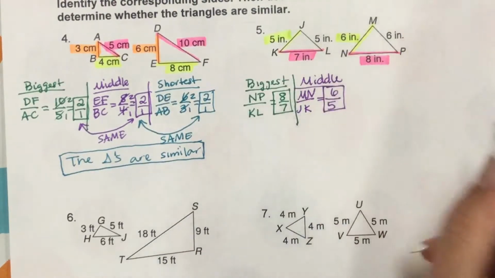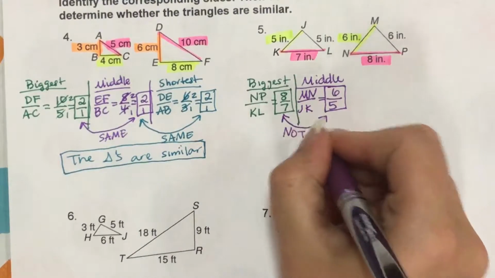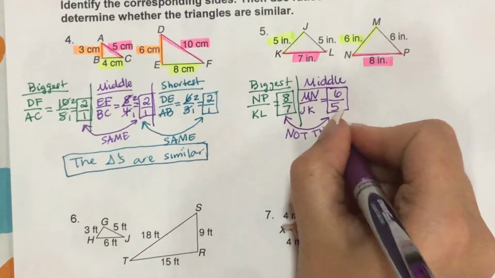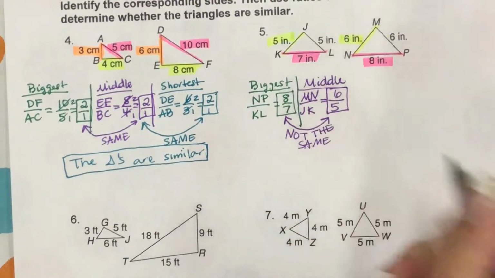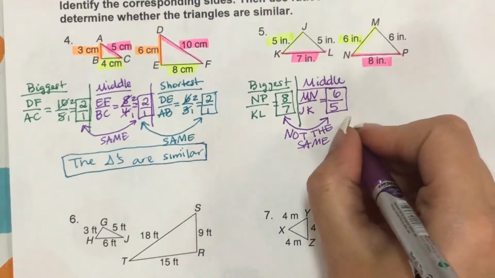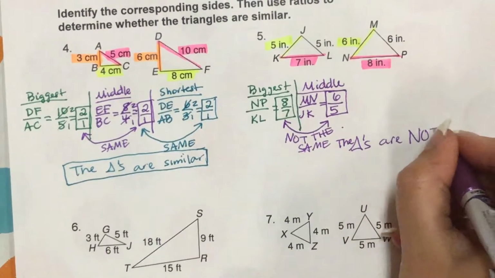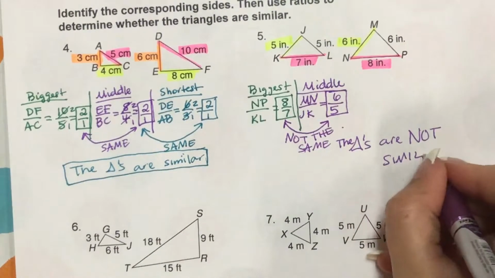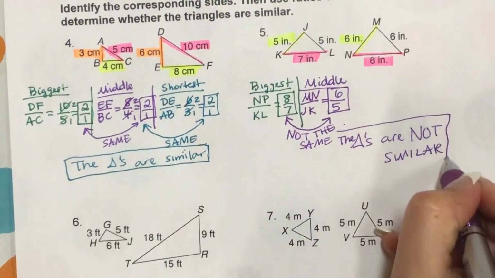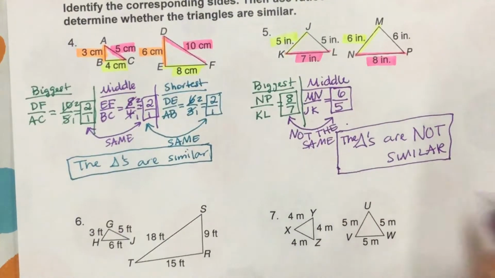And if I look at this and I compare these two ratios, they are not the same. So really at this point, I don't have to go any further. I'm going to say the triangles are not similar. So that's all I need to do for that one. Once you find that those ratios are not the same, you automatically know that they're not similar. So you should have had the triangles are not similar for that one. If you did, great job.